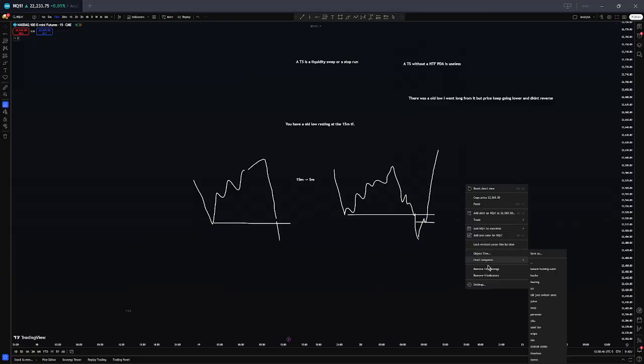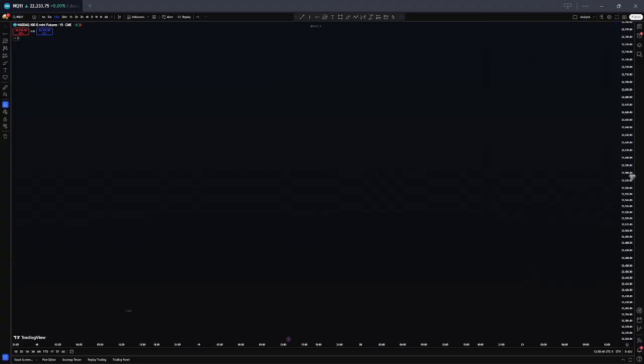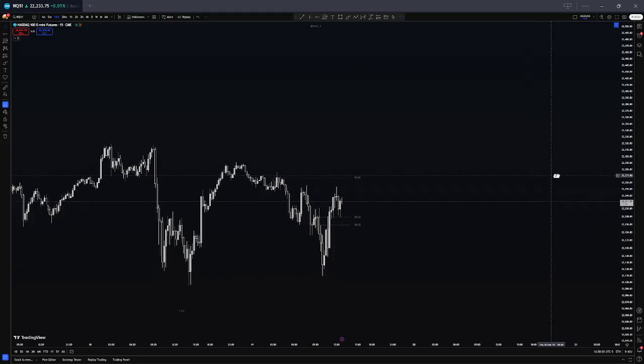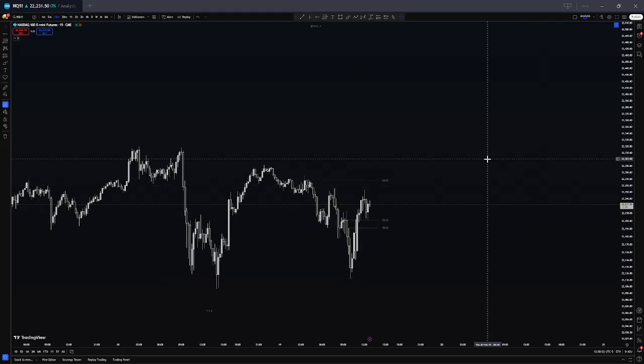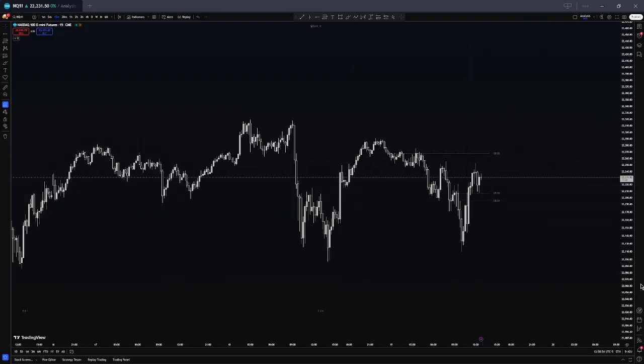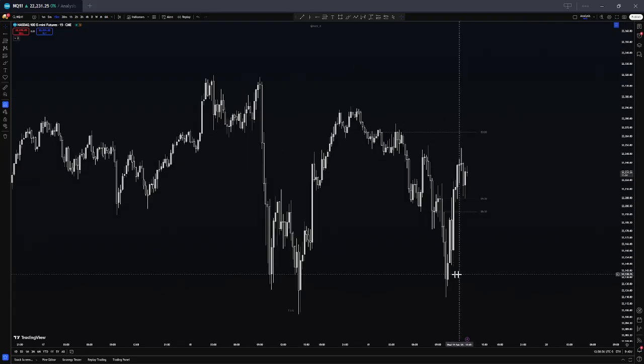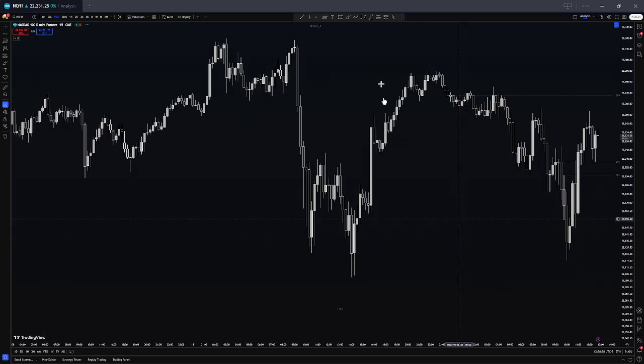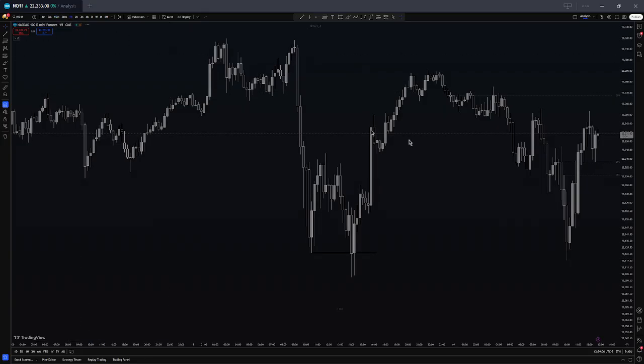I'll show you some examples, and if you have any questions you can send me the questions. So for example, we have the 15 minute time frame. Over here we have an old low resting. What happened over here? We took it out, right? What's the most important thing? Key level. Where's the key level?